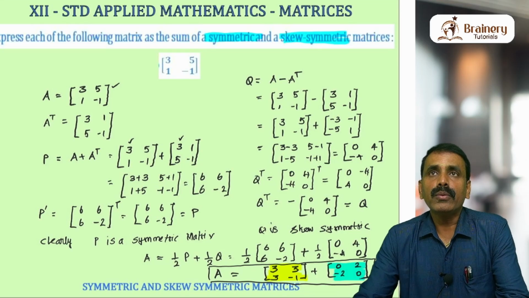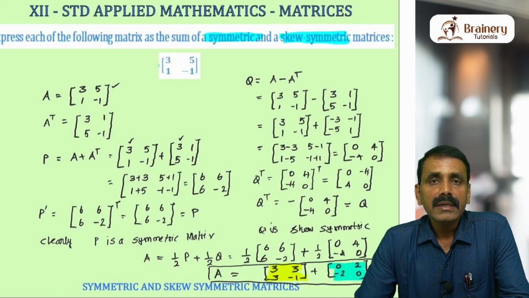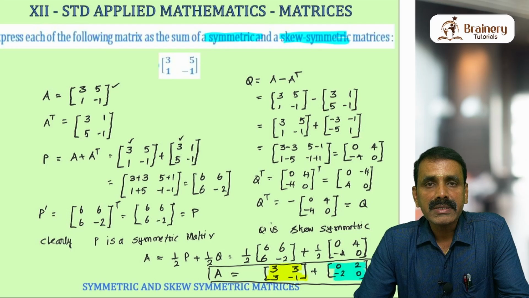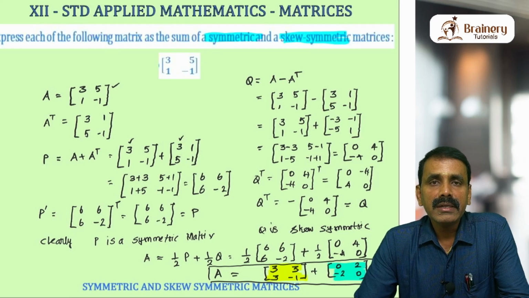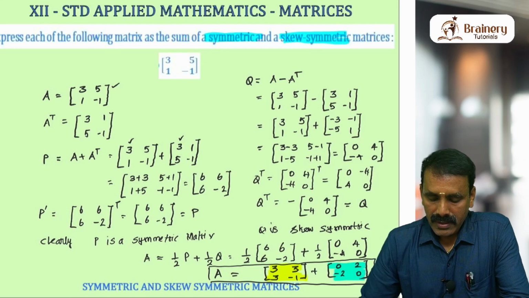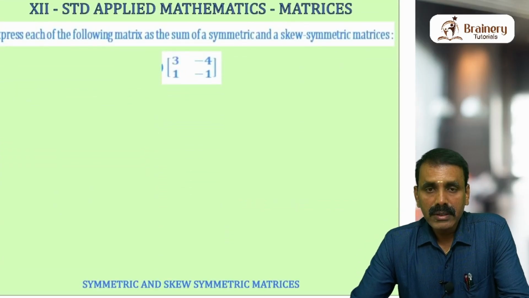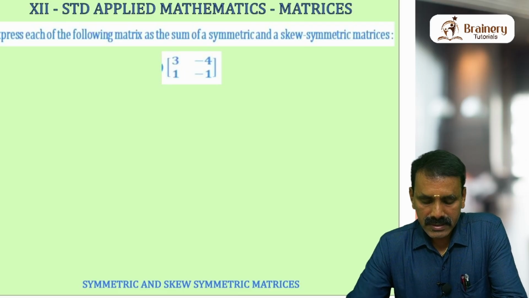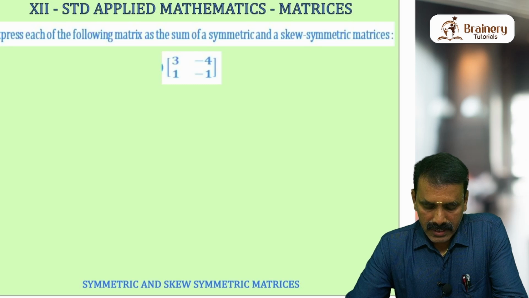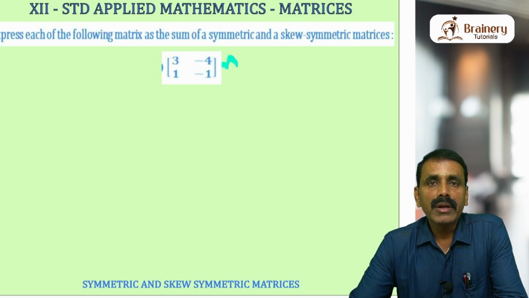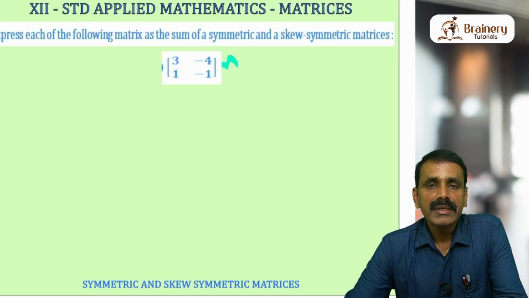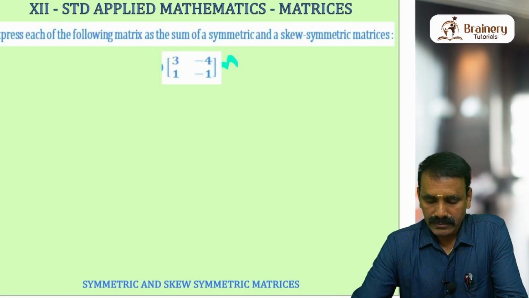So this is how we have to prove, or write, a given square matrix in terms of the sum of a symmetric and a skew symmetric matrix. You can follow the same method for this problem, okay. You can try at home, you can practice this problem. Express this matrix [3, -4; 1, -1] as a sum of two matrices. One is a symmetric matrix, the other one is a skew symmetric matrix, okay.